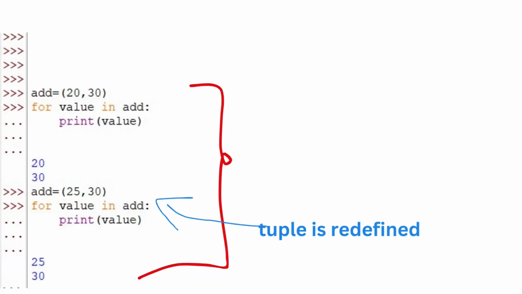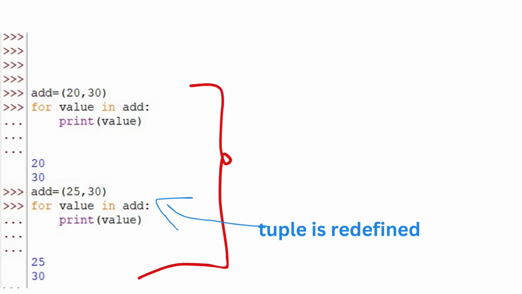See, I'm taking that same example, add is equal to 20 comma 30, and I'm just looping it, of course. So for value in add, I'm just printing that value. So we are getting output 20 and 30, and now I'm just going to change the tuple. It means I'm just going to redefine it. Add is equal to 25 comma 30. Now we'll never get an error because we are just redefining an entire tuple. Okay, so now I'm just going to loop through the values. So for value in add, and I'm just printing the values.